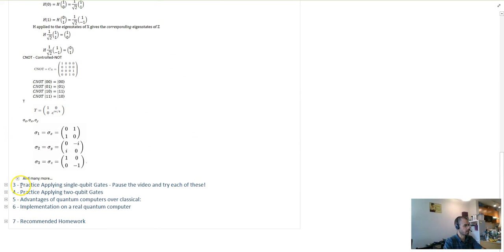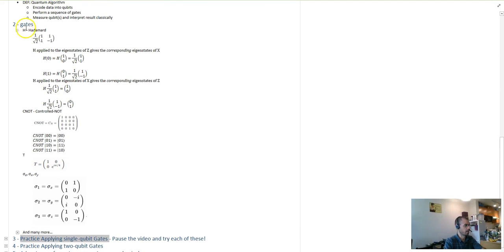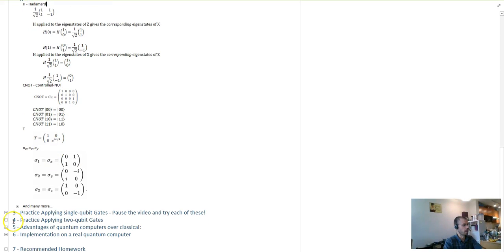Cool, so first of all, we're going to practice applying some single qubit gates. That would be the Hadamard and the T gate, except we're not going to work with a T gate. Basically, we're just going to work with the Hadamard and maybe some spins. And then we'll practice applying two qubit gates. In fact, I think we're only going to work with the controlled NOT. So let's dive in.